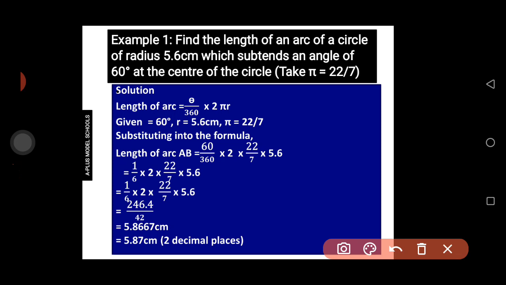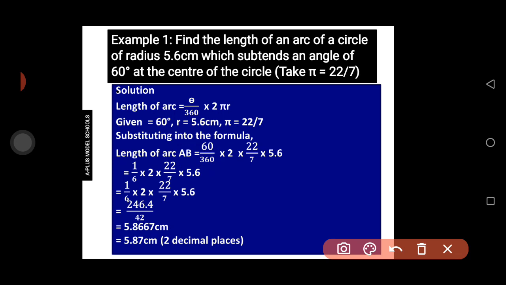So here is 0, and this 0 cancels 0. 6 going into 6 is 1, 6 going into 36 is 6. So I have 1 over 6 times 2 times 22 over 7 times 5.6. From here, multiply the numerators. That is 1 times 2 times 22 times 5.6, which will give you 246.4. Then divide by the denominator, which is 6 times 7, which is 42.